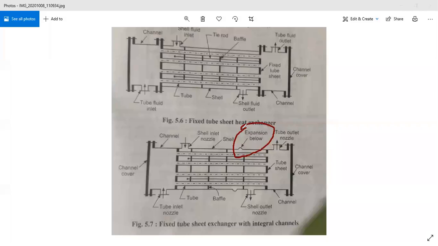absorb the thermal shocks due to the large temperature difference in the hot and cold fluid arrangement, and sometimes we have to incorporate U tubes instead of straight tubes for absorbing these thermal shocks or thermal stresses. So these are the main parts of the shell and tube heat exchanger, and you can understand the construction as well as working from this diagram.